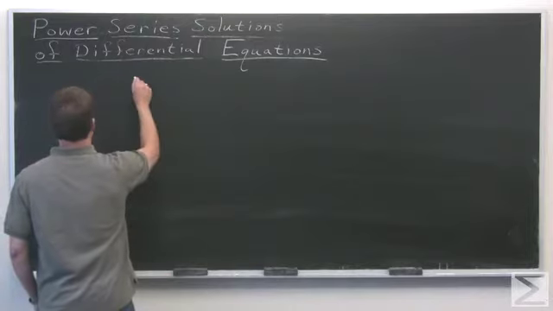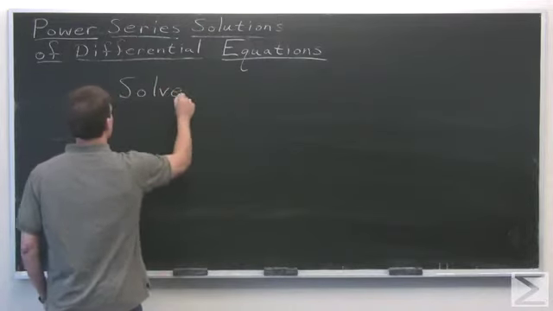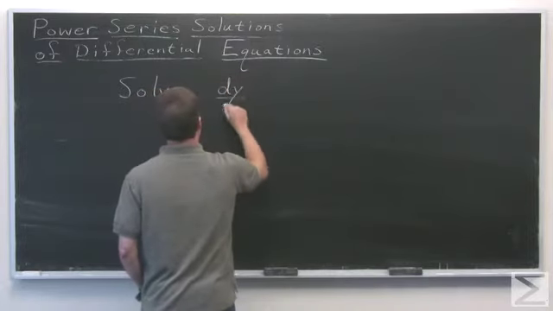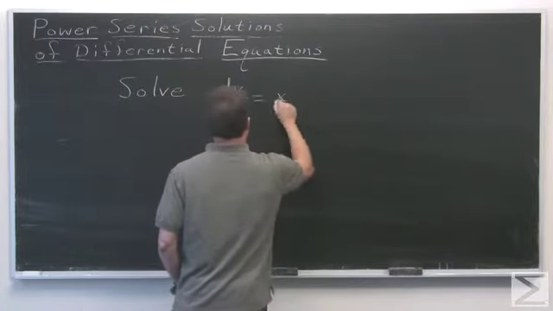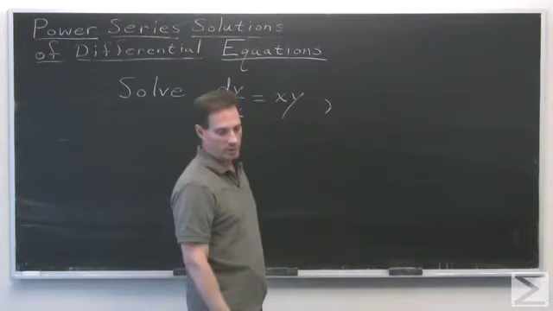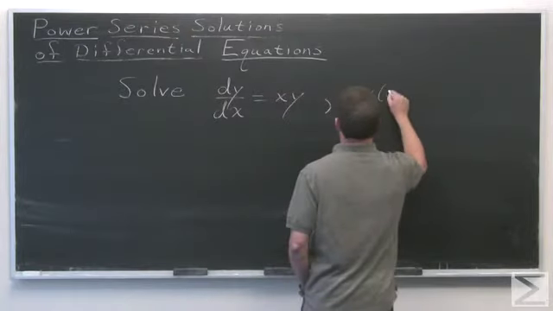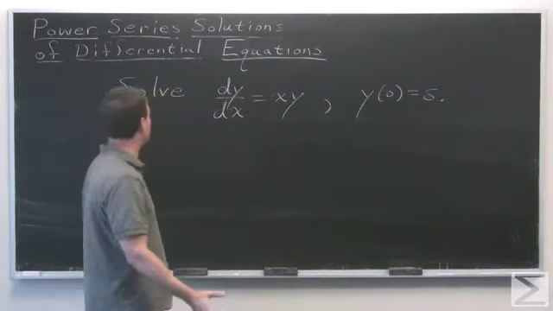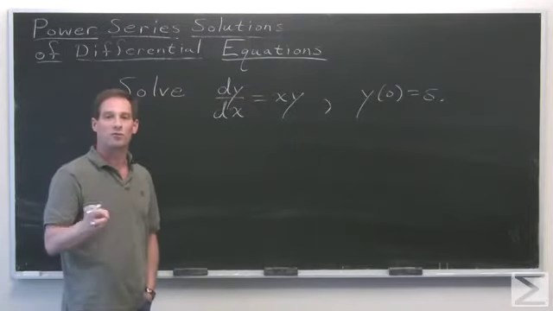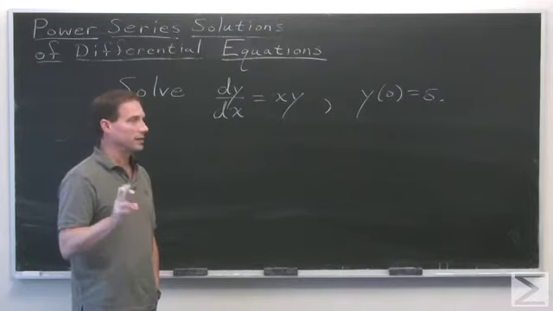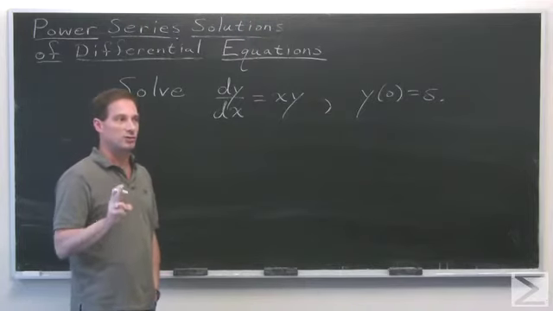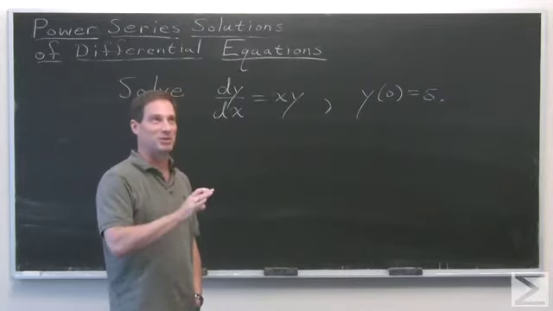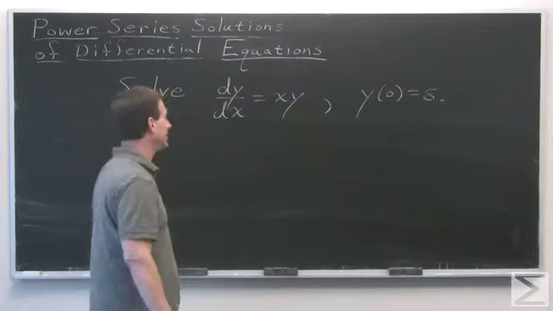Let's do one that we can do by hand first. Let's solve dy/dx equals x times y, and y at 0 equals 5. Okay. So we'd like to solve this differential equation using power series. Well, first of all, we're going to solve it without power series, see what we get, and then see that the power series solution gives us the same thing. It helps to know ahead of time what it's supposed to equal, and then we'll look at our solution and go, aha, yes, that's what it is.